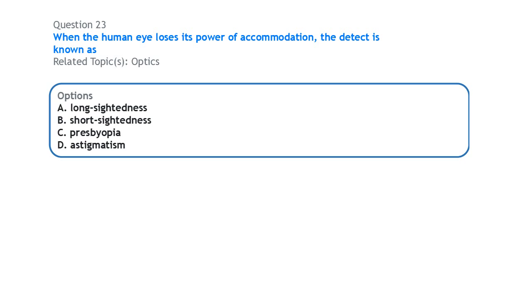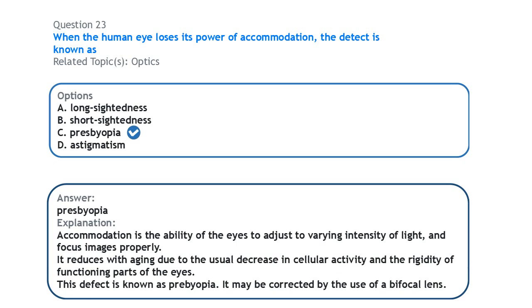Next on optics, when the human eye loses its power of accommodation, the defect is known as presbyopia. That's what is known as presbyopia. Okay, presbyopia. It happens with old age. It's actually with old age.